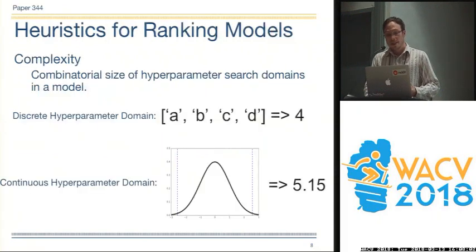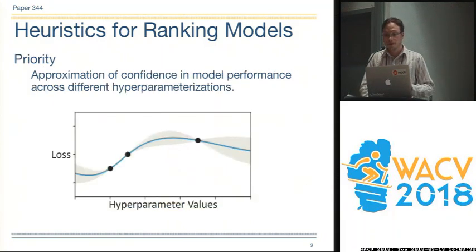So what we did was we defined two heuristics for ranking models in a hyperparameter search. The first we call complexity, and it's an approximation of the combinatorial size of the hyperparameter search domains in a single model. This is divided into discrete and continuous hyperparameter spaces, and what it does is it gives us a sense of the size of a search for a given model.